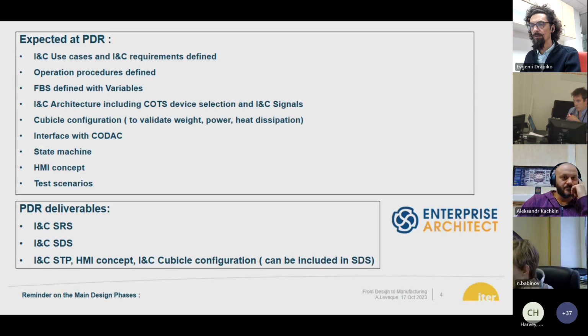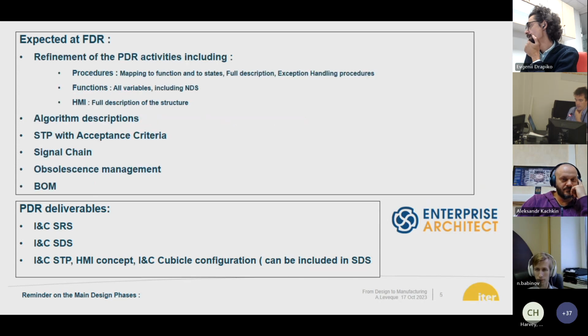The very important tool for the design phase is Enterprise Architect. Sukmit will present on Thursday the updates on the methodology that we are doing, but this is the key tool to perform a design for a PDR and also for FDR. At FDR, we have exactly the same deliverables. We just expect to have a refinement of the PDR activities.